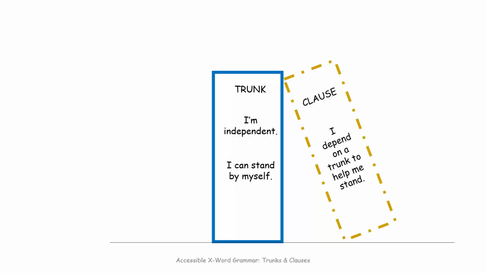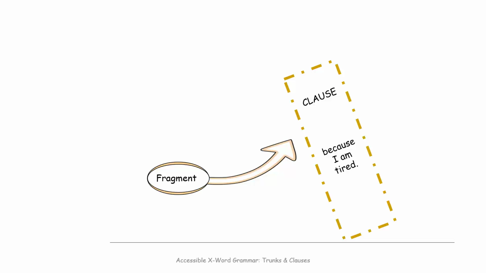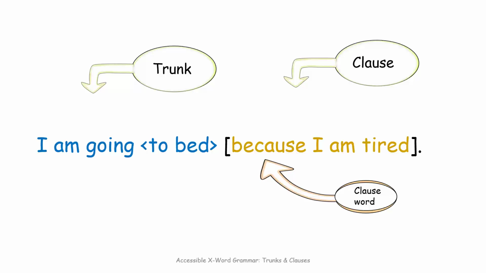A trunk says, I'm independent. I can stand by myself. But a clause says, I depend on a trunk to help me stand. A clause like because I am tired needs a trunk to relate to. Because I am tired can't stand alone. Alone, a clause is called a fragment. I'm going to bed because I'm tired.